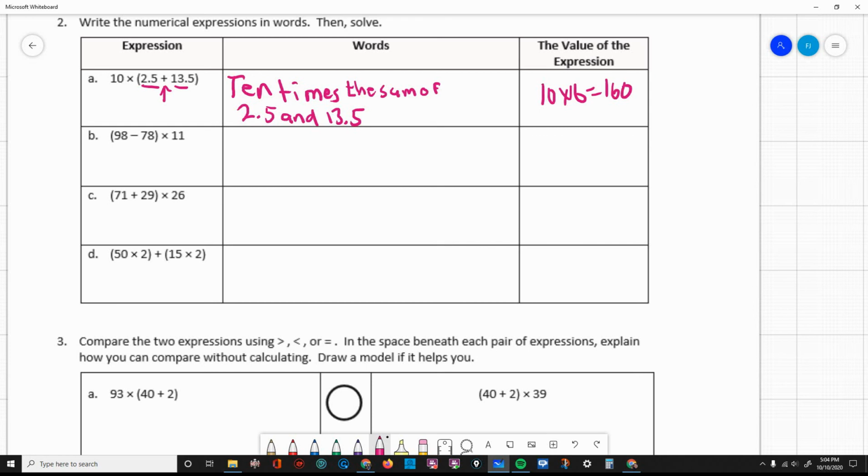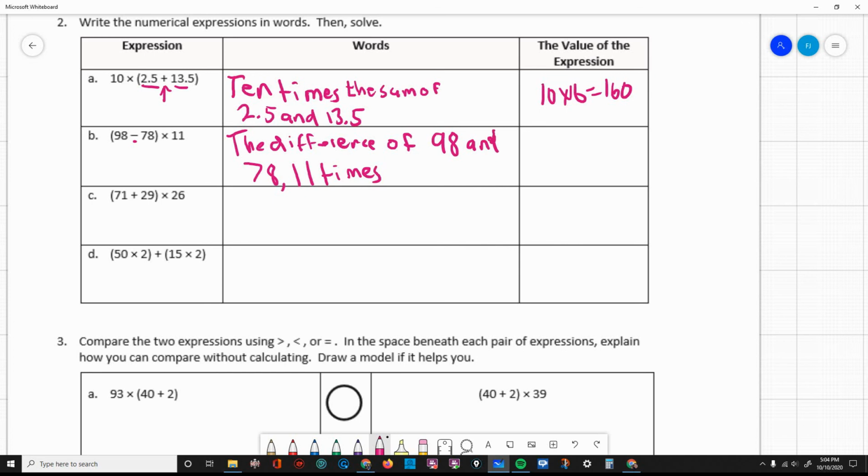All right, this one is going to be 98 minus 78, 11 times, right? It's going to be 11 times. So the difference, we're subtracting, the difference of 98 and 78, and how many times? 11 times. I need to put a little comma there. 11 times, right? If there wasn't a comma there, that would look wrong, so it must belong in that case. All right, and we can evaluate that one.